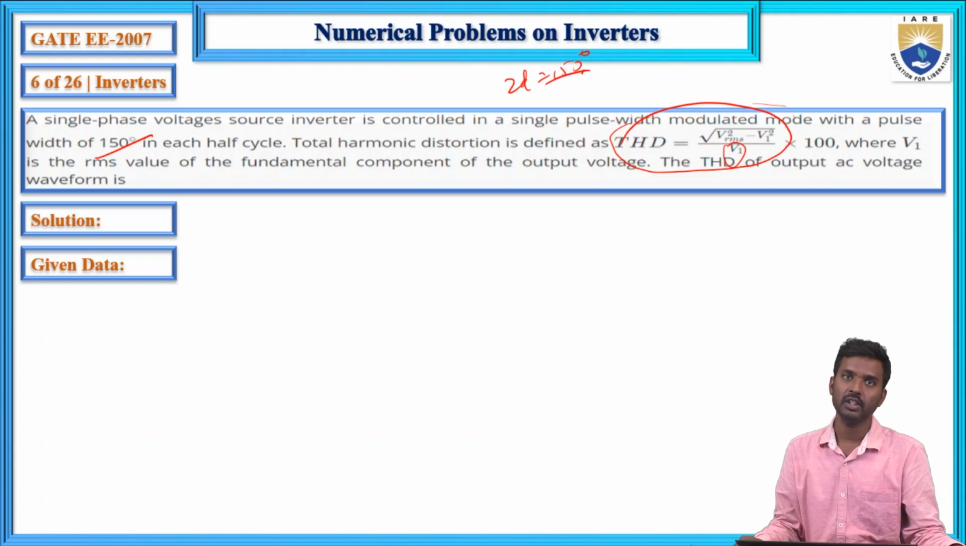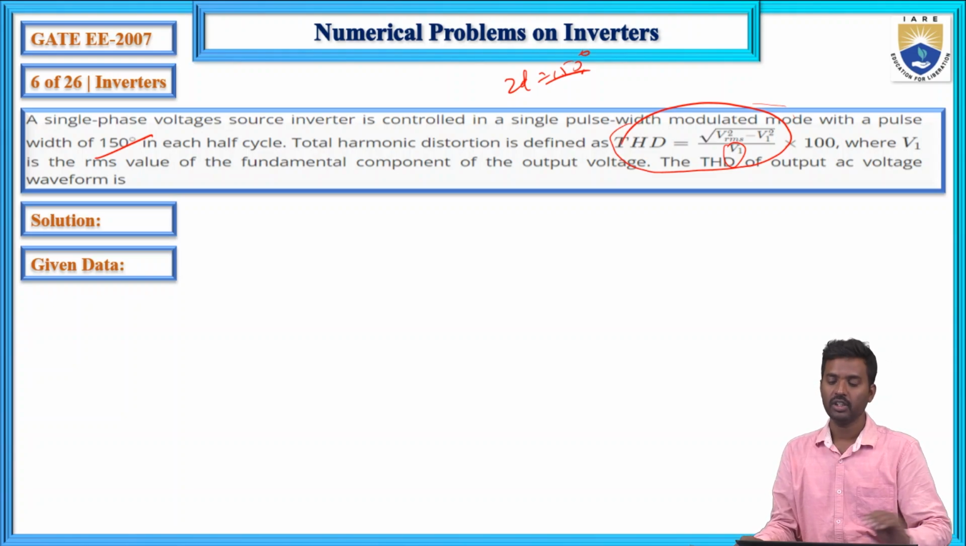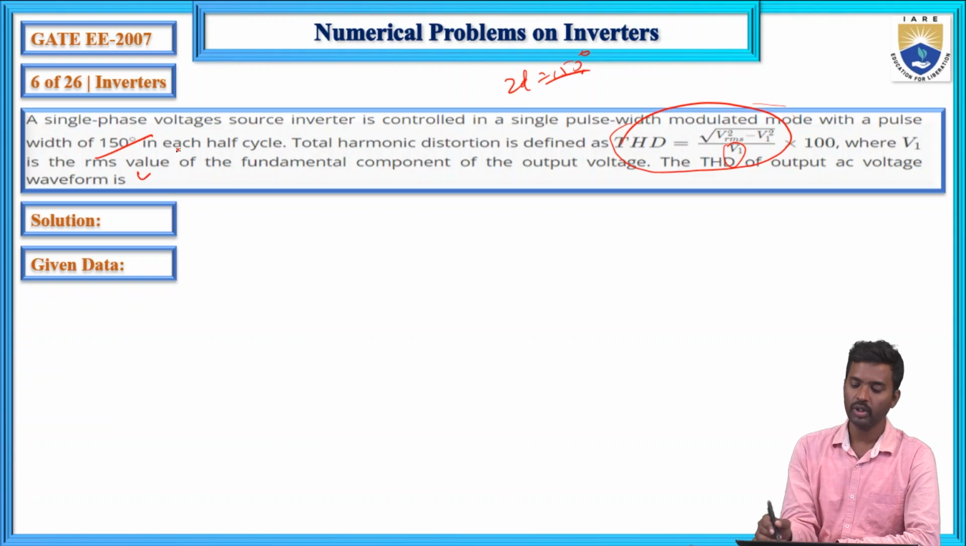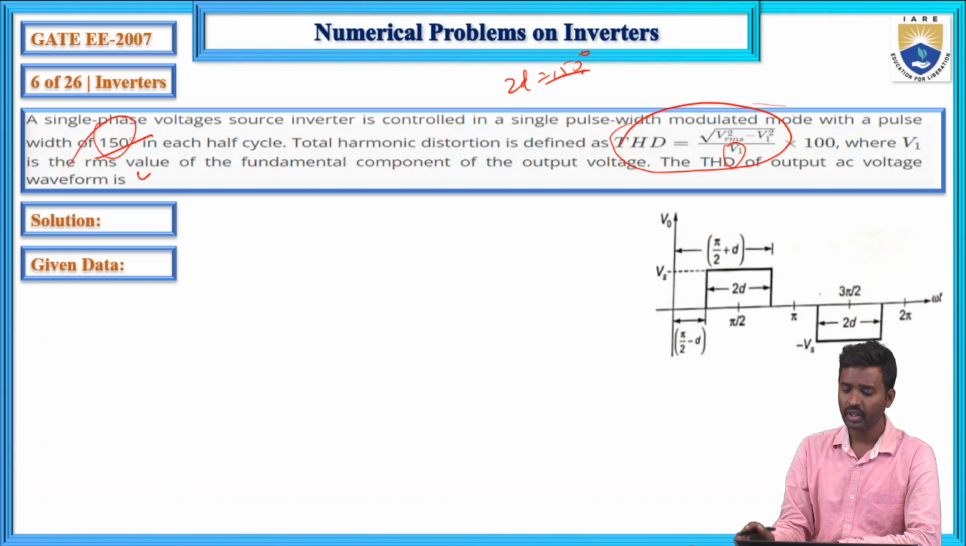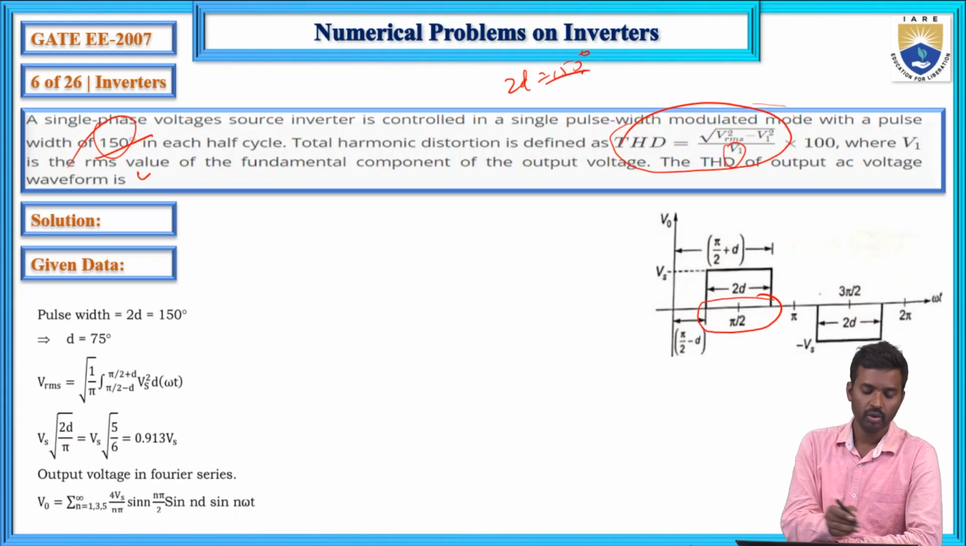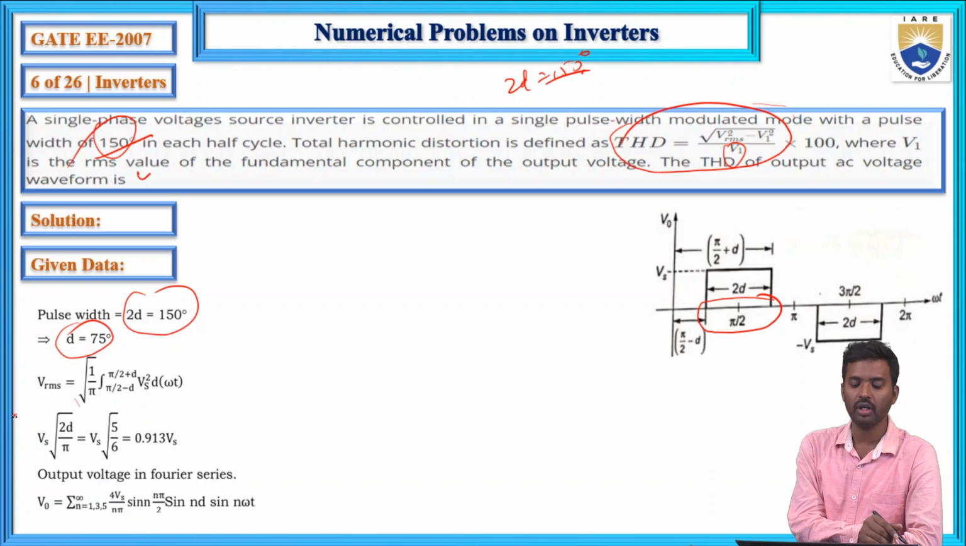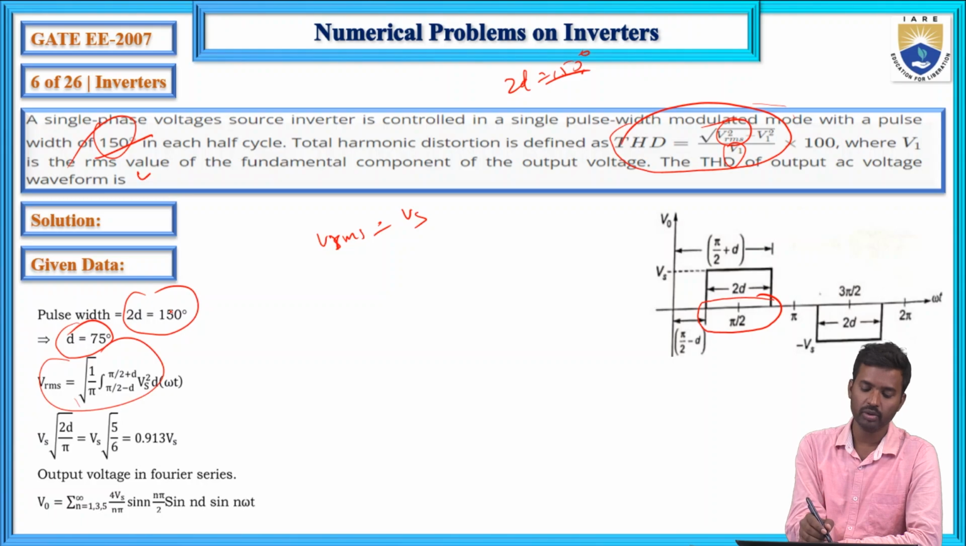So now calculate this THD of the AC output voltage. So how will we calculate the RMS value and fundamental value from this 2D? So now here this is 2D. So 2D equals 150. 2D equals 150 means D equals 75. So now how will you get this RMS value? So that Vrms equals Vs, square root of 2D by pi.